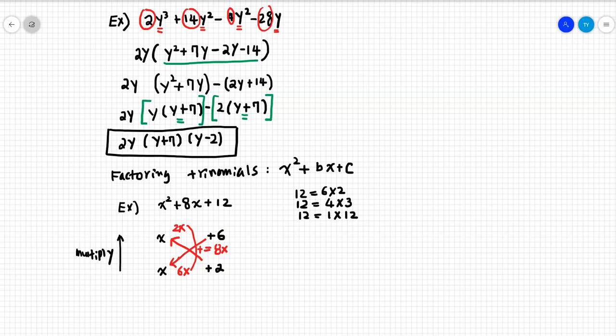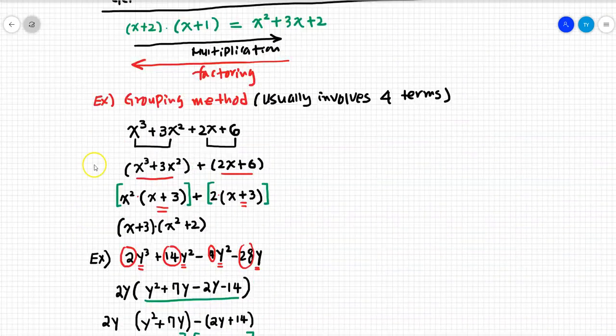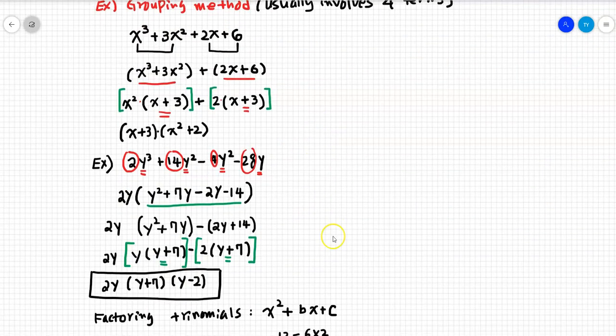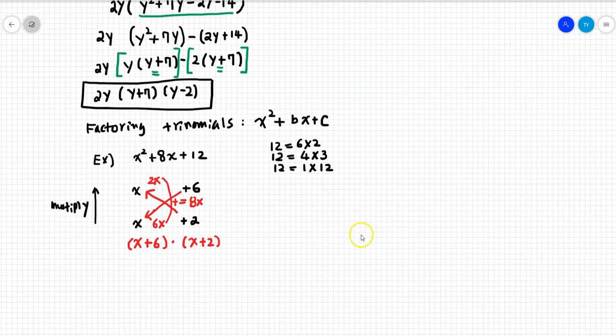So once you have that, you're going to have to write it in factor form. So in this case, it's going to be x plus 6 times x plus 2. Okay, so this is the factor form of x squared plus 8x plus 12. So as I mentioned previously, going from the factor form to the polynomial, we call that multiplication. If you go from the polynomial back to the factor form, we call that factoring, right? So that's the difference there.